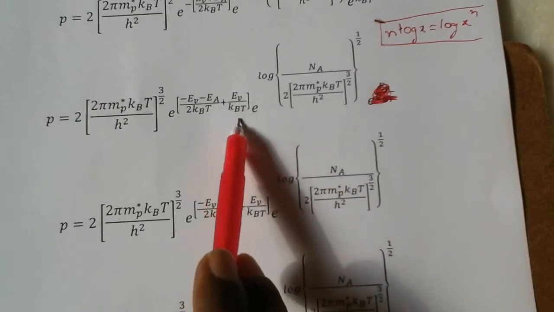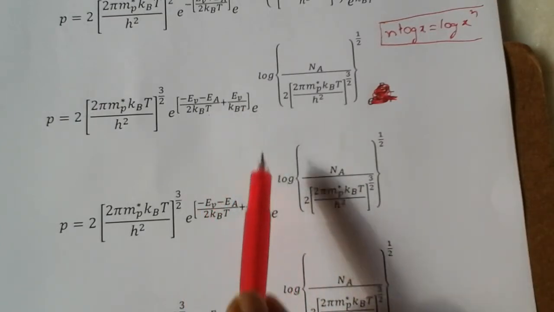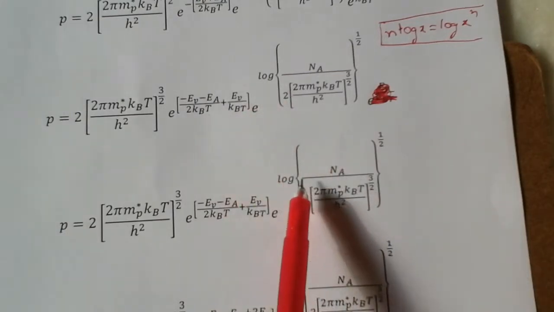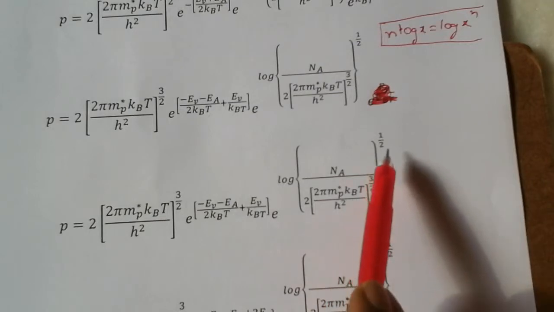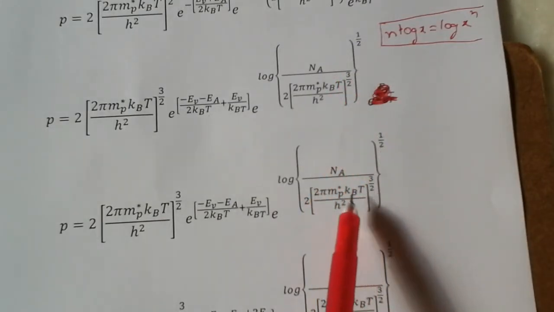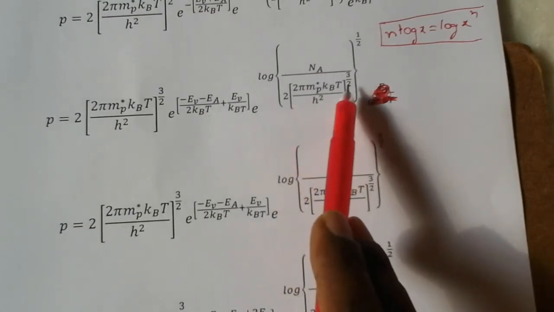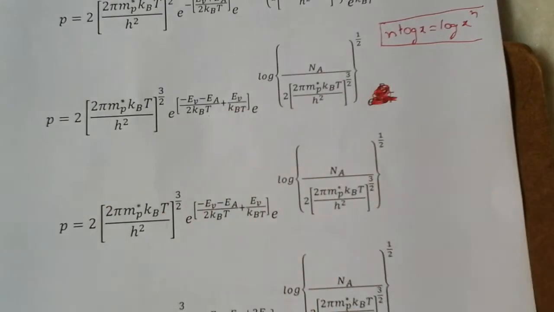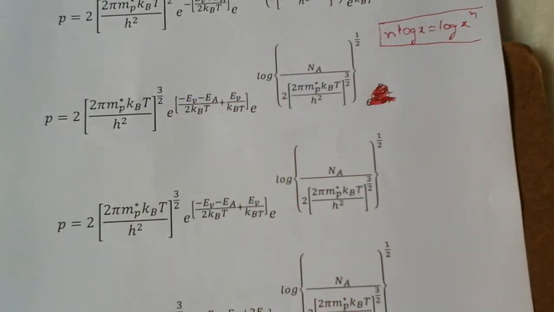Plus EV / kBT, log of e power of, next e power of log (NEA / 2) into (2π mp* kBT / h²) whole power 1/2. Here (2π mp* kBT / h²) whole power 3/2. That's all. The same step is repeated here.